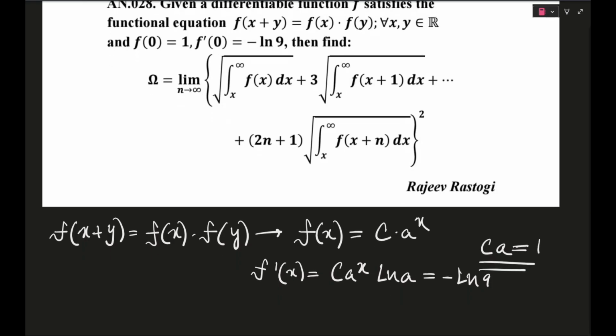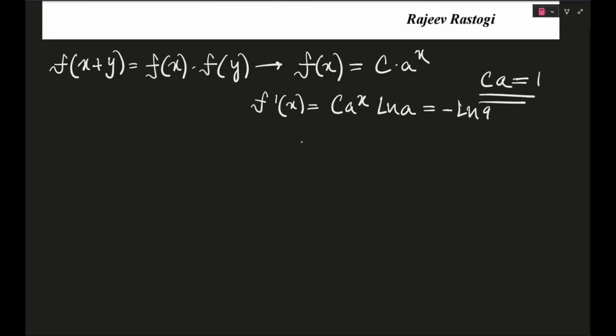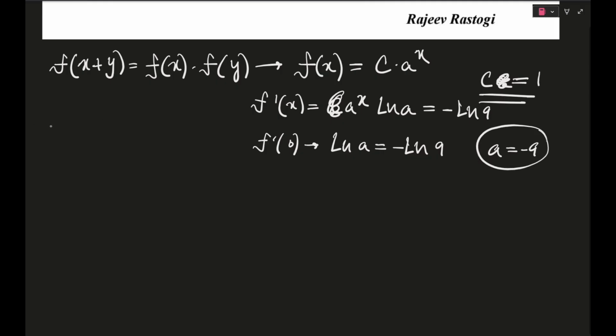Okay, I will change the screen, wait. Yeah, so f dash 0 is given. That means this thing will actually become, okay, wait, a power 0 is actually 1, so this is not c a, I'm sorry, only c equals 1, okay? So actually you don't need c anymore. And here f dash 0, so ln a is equal to minus ln 9, so very simply a becomes 1 over 9. So guys, this will be f of x equal to 9 power minus x, okay?